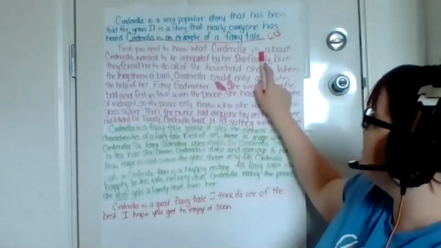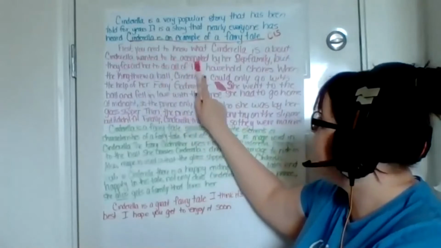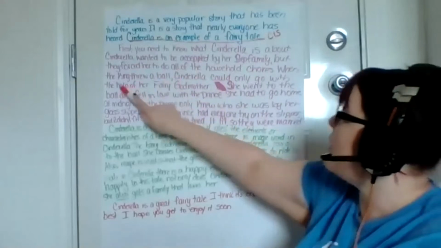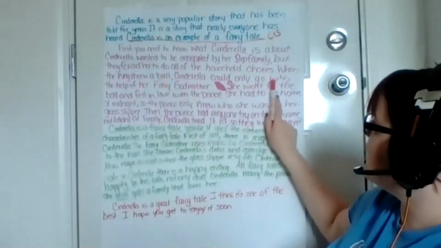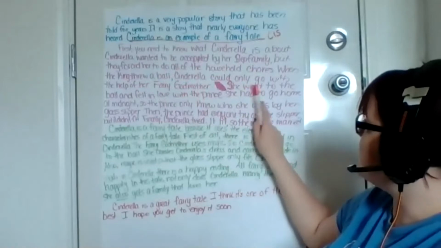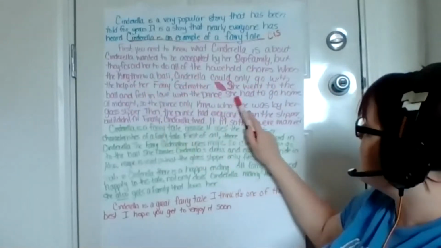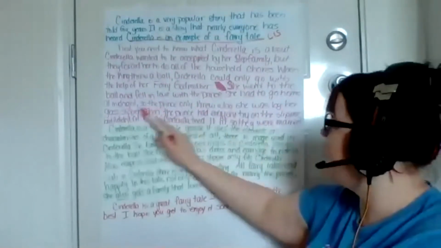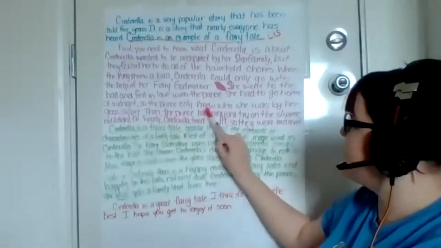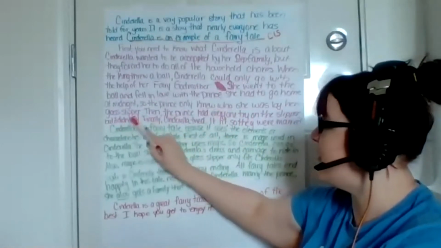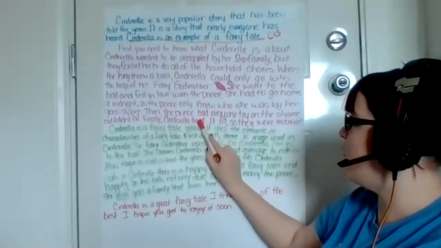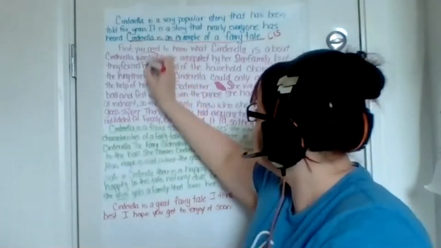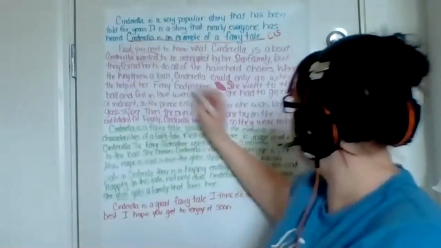First, you need to know what Cinderella is about. Cinderella wanted to be accepted by her stepfamily, but they forced her to do all of the household chores. When the king threw a ball, Cinderella could only go with the help of her fairy godmother. She went to the ball and fell in love with the prince. She had to go home at midnight, so the prince only knew who she was by her glass slipper. Then the prince had everyone try on the slipper, but it didn't fit. Finally, Cinderella tried. It fit, so they were married. I've got my somebody wanted.